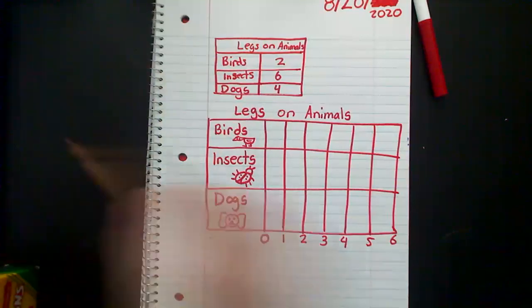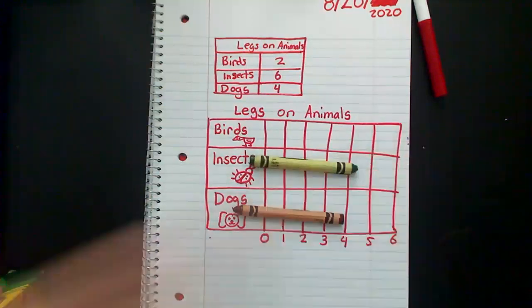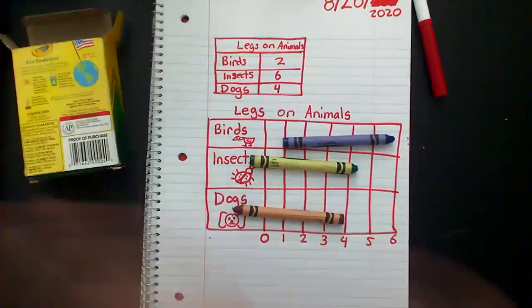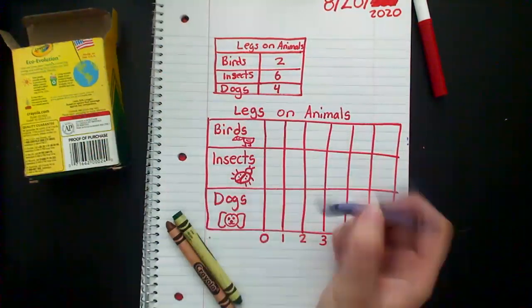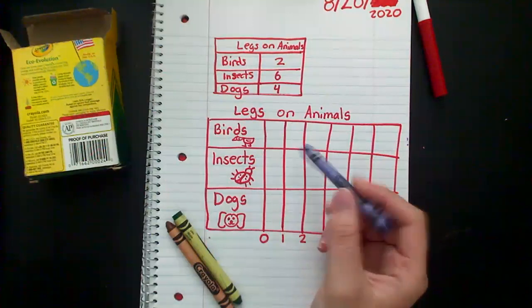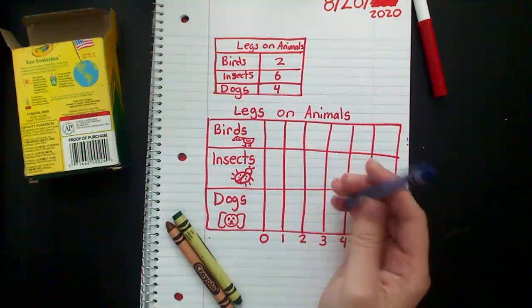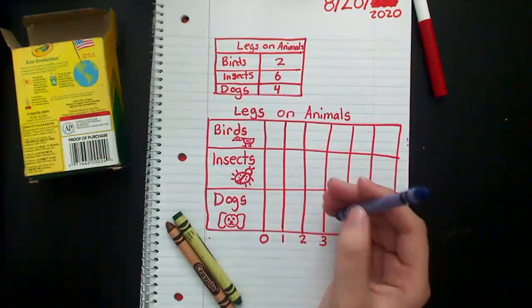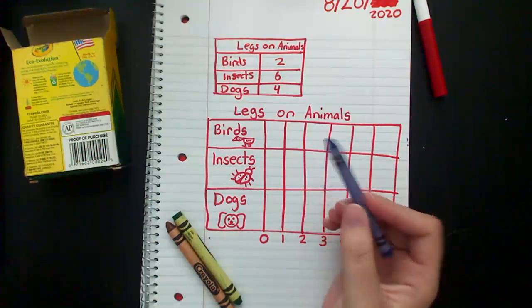If you don't have crayons, then you can use other colors. I'm going to take a brown for dogs. Let's use a green for insects and a blue for birds. Okay, you can use other colors. You don't have to use these. That's why I tell students, just whatever colors you have, just try and get like the siblings. So if you don't have blue, then use purple. If you don't have green, use yellow or orange. If you don't have brown, use gray or red.